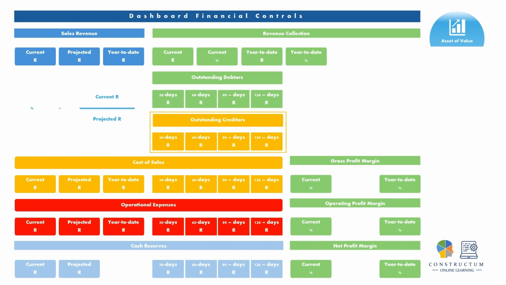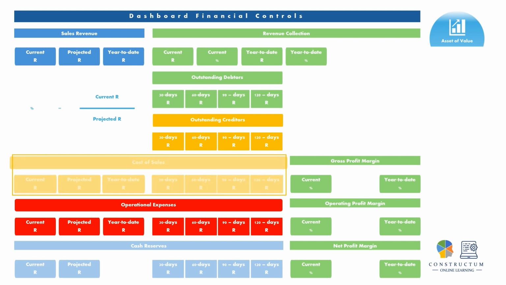The next very important item is cost of sales. How well is the business doing in terms of managing the cost of sales? I like to use the information included in the cash flow statement. I recommend including the following: current value of cost of sales, projected value of cost of sales, and year-to-date value of cost of sales. I also recommend including a forecast of when cash is expected to leave the business to fund the cost of sales over 30, 60, 90, and 120 days.